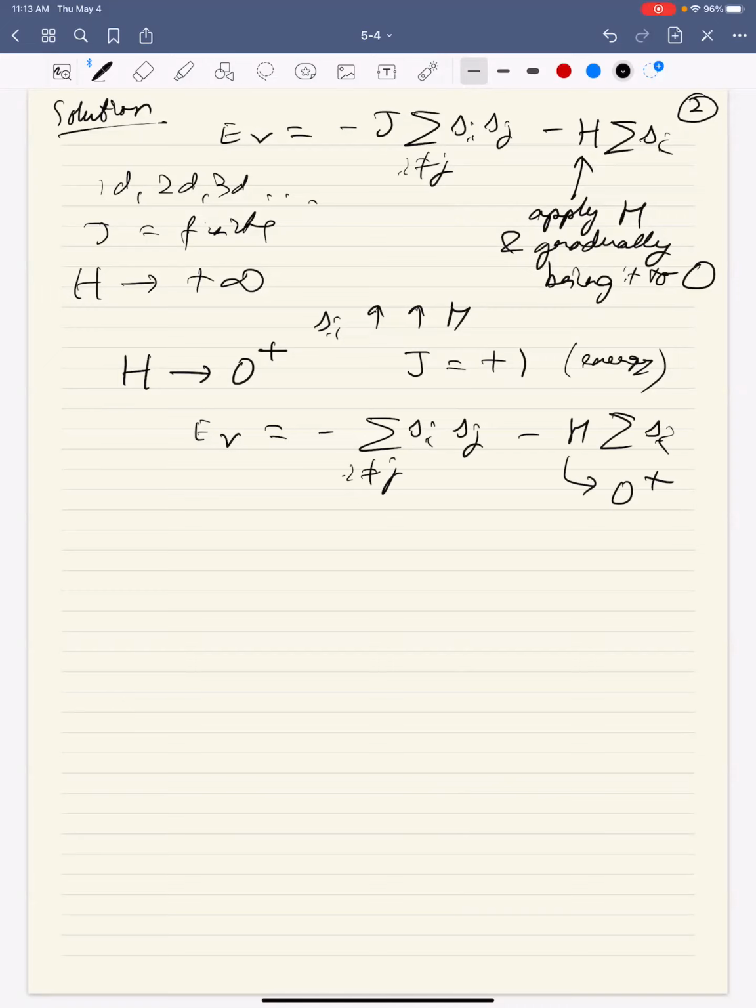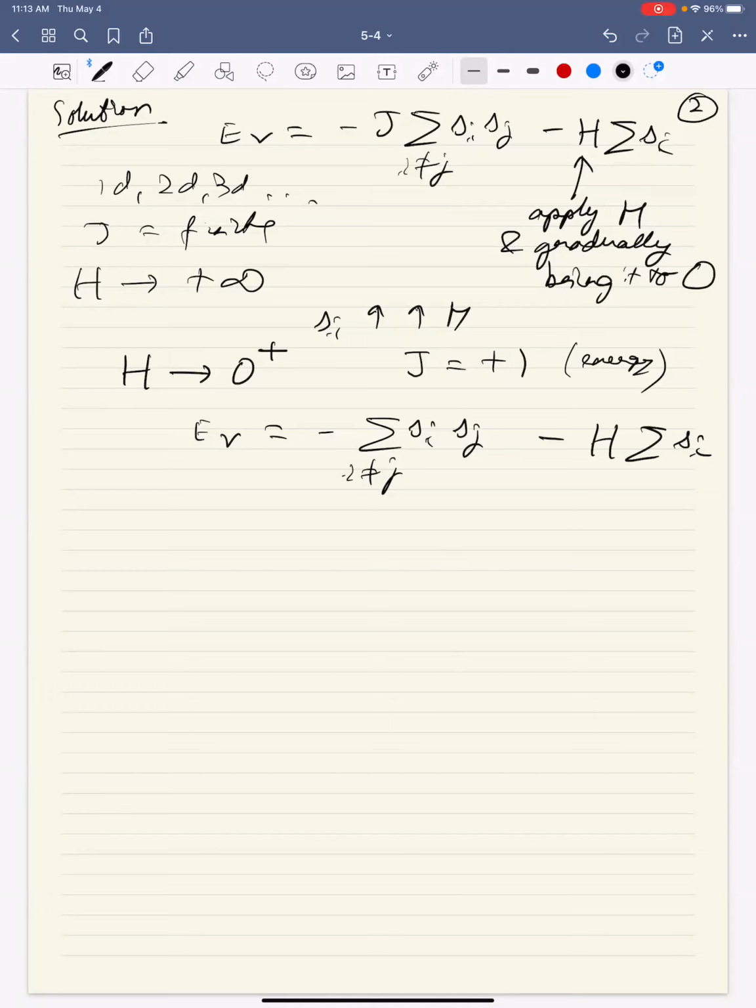So if there was no external magnetic field, then what is the ground state of this system at T equal to 0? All +1 or all -1, right? However, if we have a slight external magnetic field, we realize that if the magnetic field is coming from +infinity, it will like to be towards +1, right?